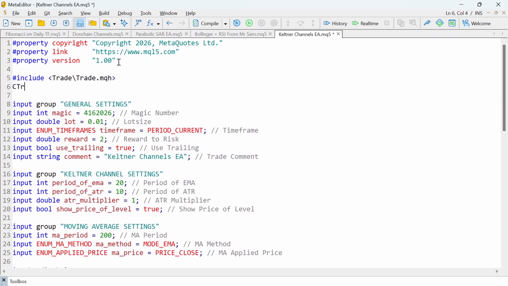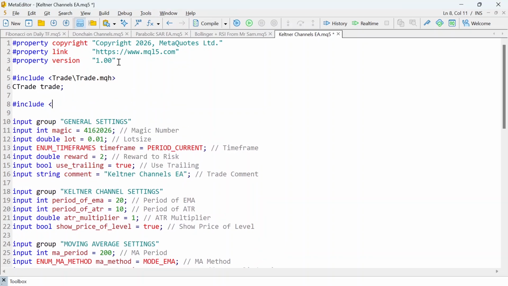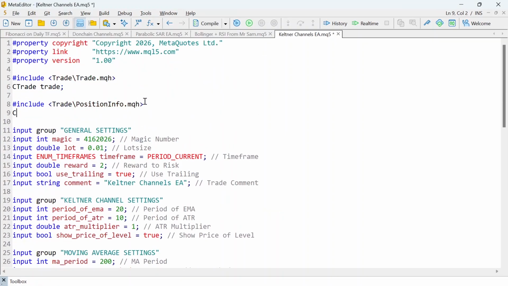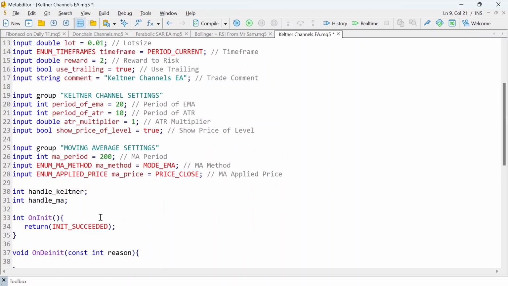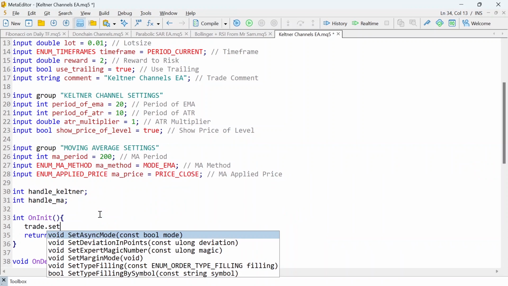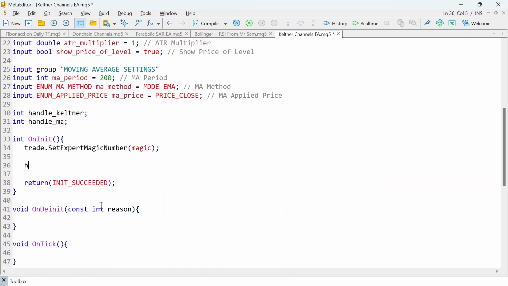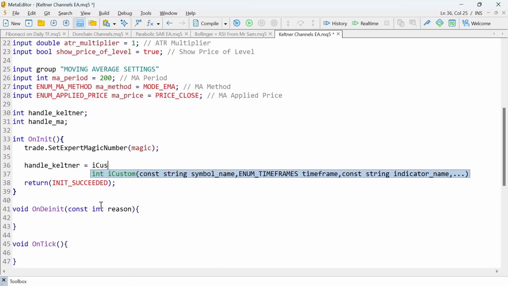MHC trade. So I'll get this as well from the trade class, which is the position info. This position info. Right. So now for the trade, I will use it to say whenever a position or an order is created by this EA, please assign this magic number, right? So that is that. And for the Keltner, so I can say Keltner, it is a custom indicator, right?